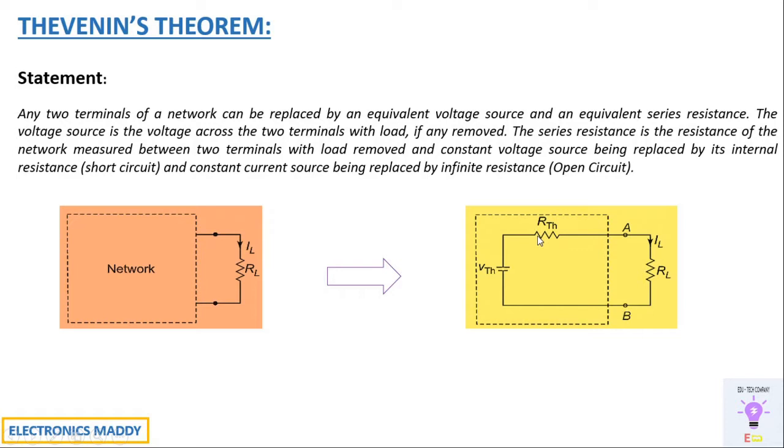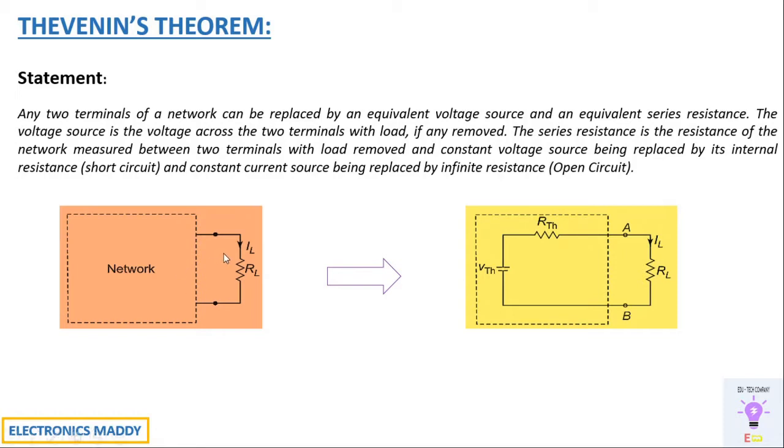So the purpose of doing this is very simple. If you have a big network, you want to represent it in a very small fashion. A big network consisting of 4 to 5 sources and 3 to 4 resistance branches can be simply represented in this format, isn't it? It simplifies the way we look at the circuit.